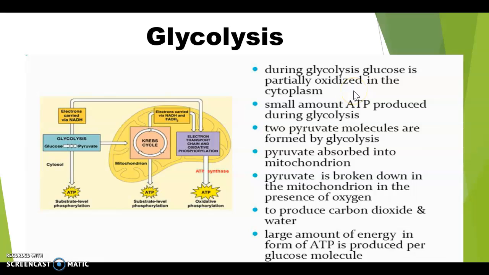Glycolysis. During glycolysis, glucose is partially oxidized in the cytoplasm. Small amounts of ATP are produced during glycolysis. There are two pyruvate molecules formed by glycolysis. Pyruvate is then absorbed into the mitochondrion, where it is broken down in the presence of oxygen to produce carbon dioxide and water. Large amounts of energy in the form of ATP are produced per glucose molecule. Also, glycolysis occurs in the cytoplasm of the cell and does not require oxygen.